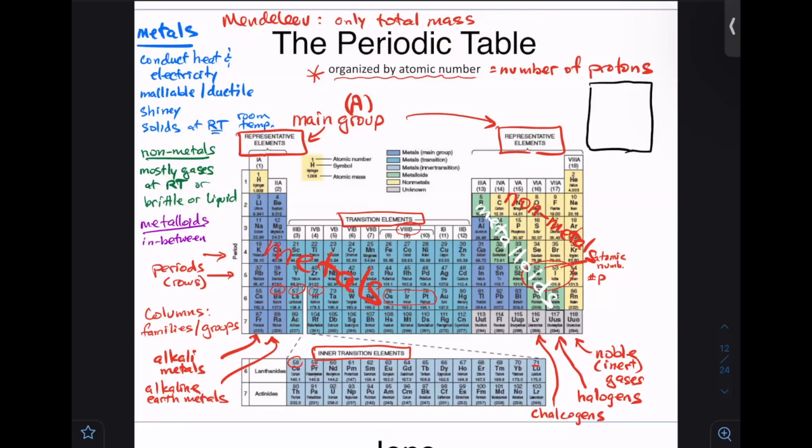And here's what it would look like for carbon. You'll have the element symbol. And by the way, the element symbols are always capital letters, and they're either one letter or two letters. If it's one letter, it's always a capital letter. If it's a two-letter symbol, the first is capital and the second letter is lowercase.